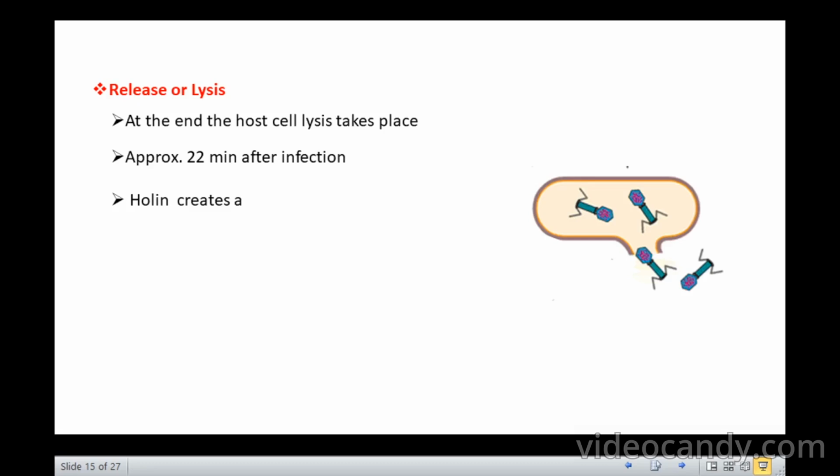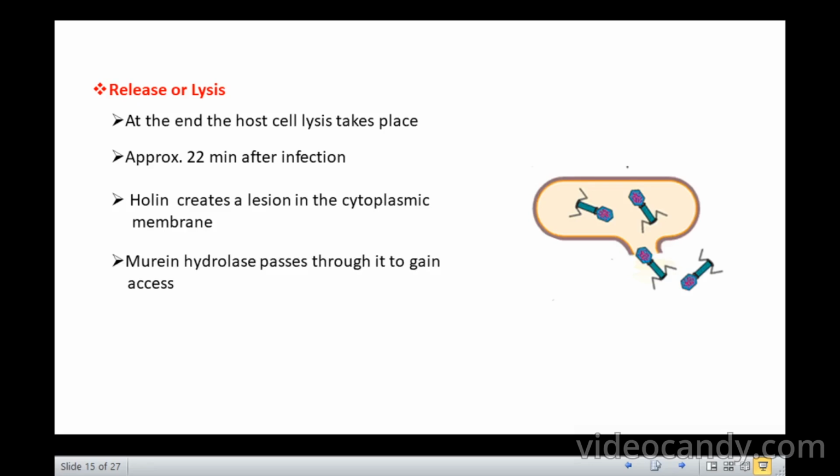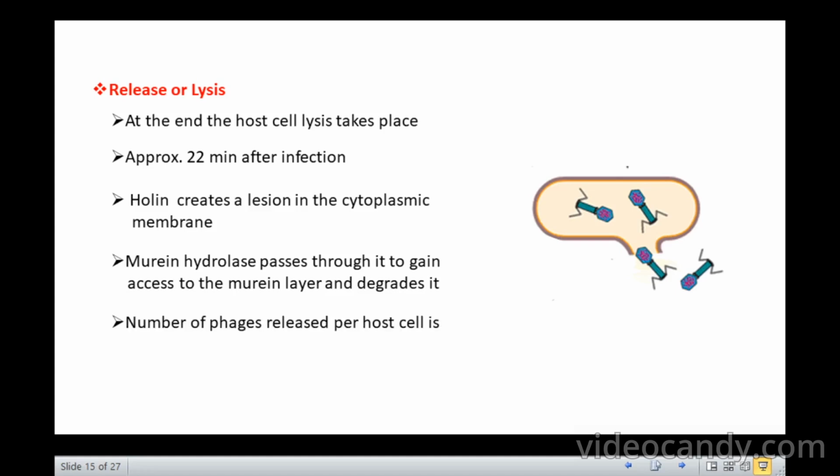The function of the holin is to create a lesion in the cytoplasmic membrane. The murein hydrolase passes through it to gain access to the murein layer and degrades it. The number of phages released per host cell is called the burst size and is usually around 50 to 200 phage particles.